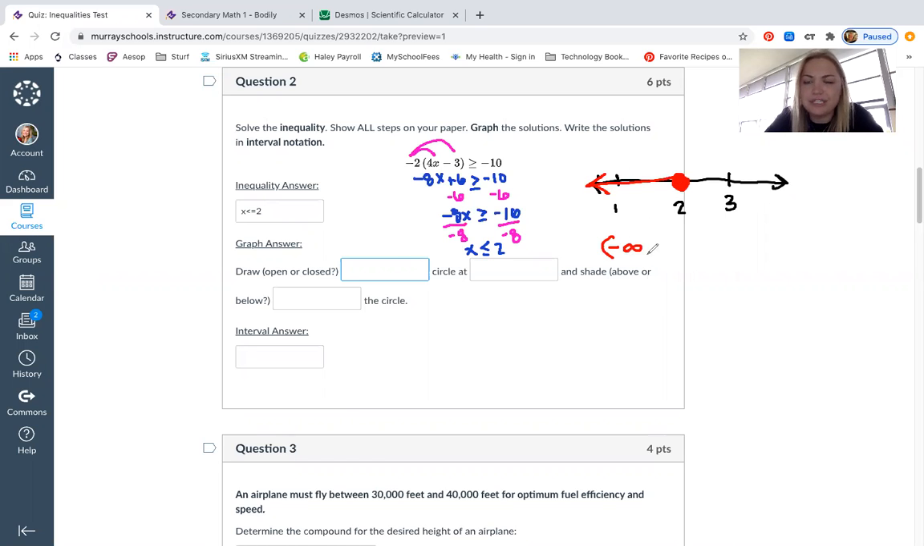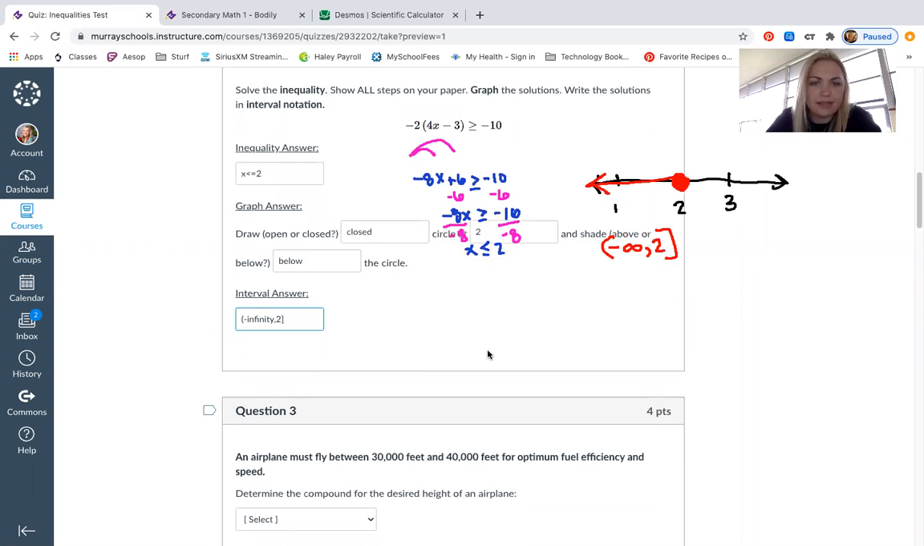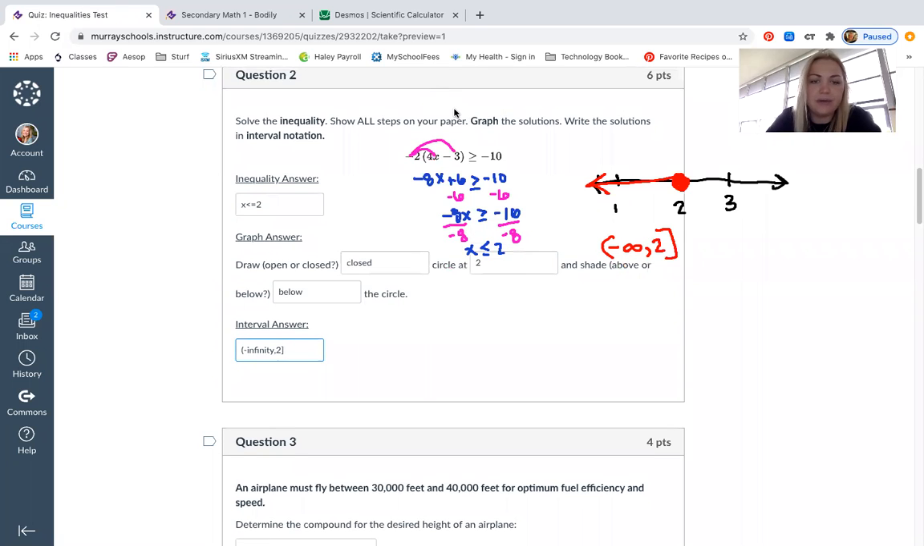Never can actually reach that, so I do an open parenthesis, comma 2 with a hard bracket because it actually does touch 2, which is why that circle is filled in. Okay, so this was a closed circle at 2, and we shaded below. Our interval answer: soft parenthesis, negative infinity, comma 2, hard parenthesis after the 2. Okay, let's clear that out and we can go to problem number 3.